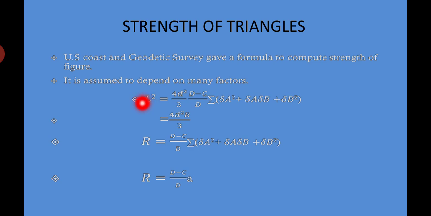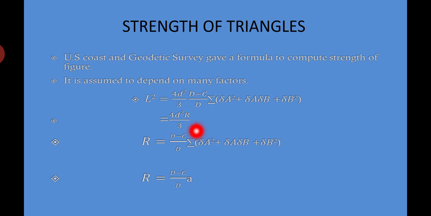Now the expression L square, here I'll show you. L square is equal to 4 by 3 d square, d minus d, sum of rho a square plus rho a rho b plus rho b square. This is the summation of values for the particular chain of triangles through which the computation is carried out from the known line, right? So that we call what? This is the sum that is shown here.